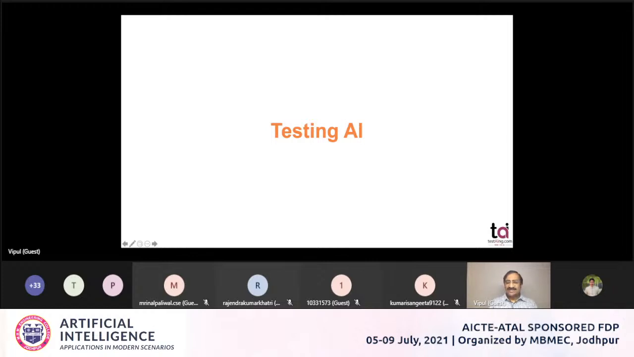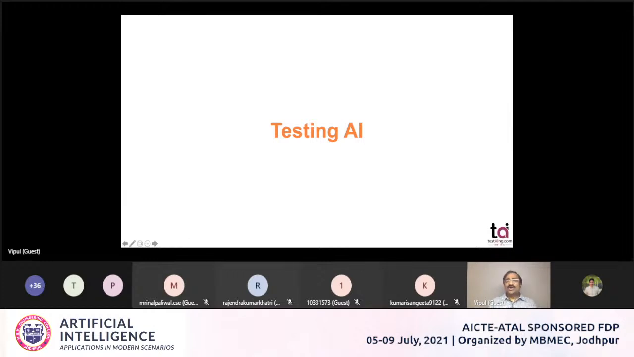And so ISTQB, which is a dominant force in the software testing world, stands for International Software Testing Qualifications Board. It is the de facto standard in testing certification. Even ISO now refers to the ISTQB glossary, terminology and syllabus and so on. So it is a worldwide body of which I represent India.